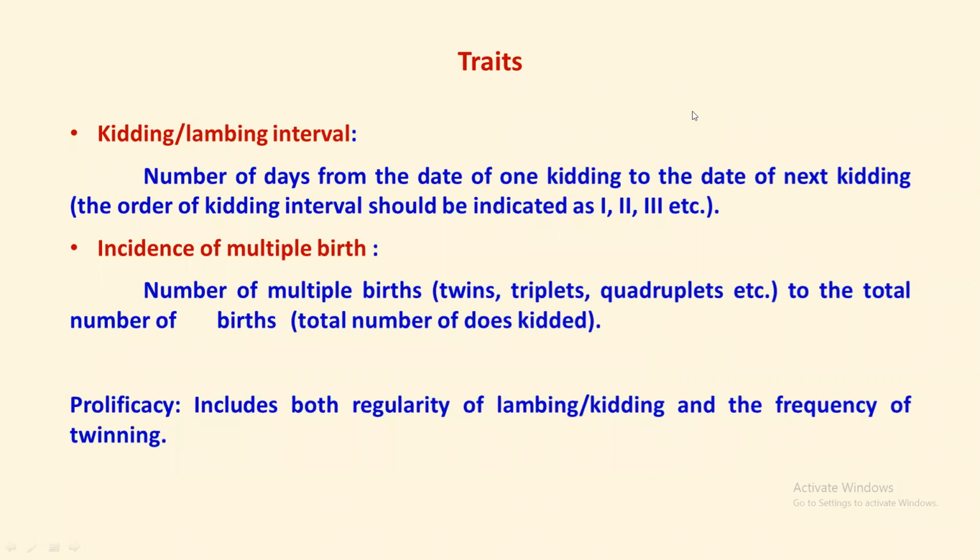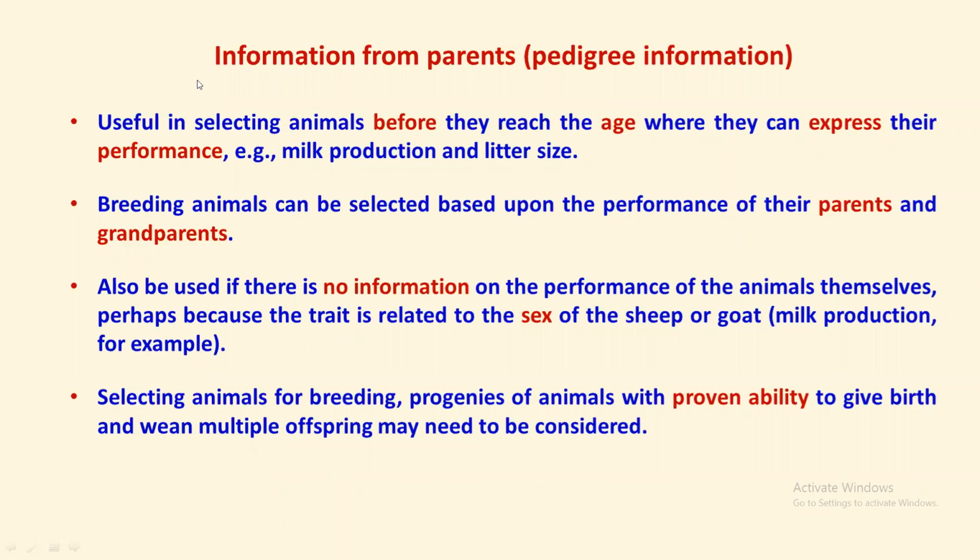And the next is incidence of multiple births. If there is a multiple birth record of the doe, then you have to count how many multiple births it has given, whether it is twins, triplets, or quadruplets. And the combination of these two traits is very important for judging the prolificacy of the animal. Prolificacy is a trait which includes both regularity of lambing, kidding, and the frequency of twins. Based on this data, you can select your animal.